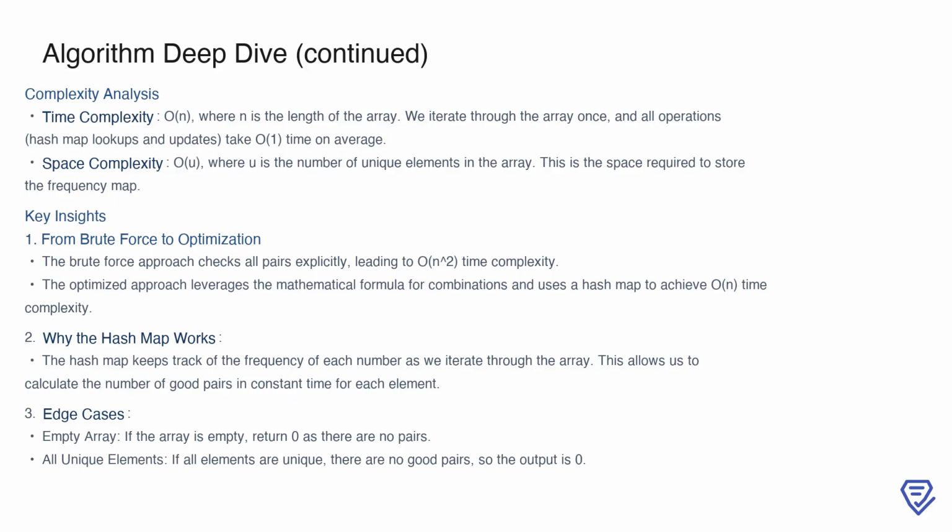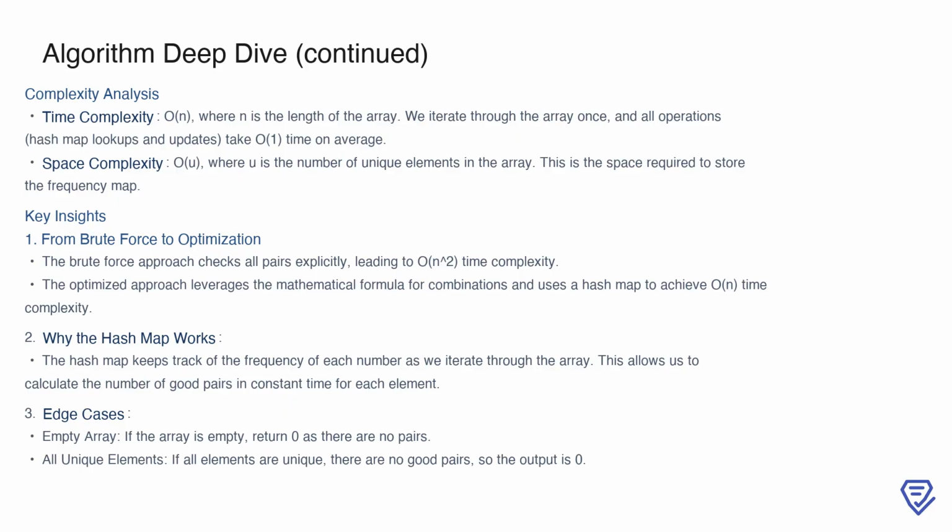Comparing this to the brute force approach, we can see a clear improvement. Instead of checking all pairs explicitly, which takes O(n²) time, we use mathematical insights and a hash map to determine the number of good pairs in linear time. This optimization highlights the importance of selecting the right data structures to improve algorithm efficiency. The hash map allows us to keep track of the frequency of each number and calculate the contribution of each number to the total count of good pairs in constant time.